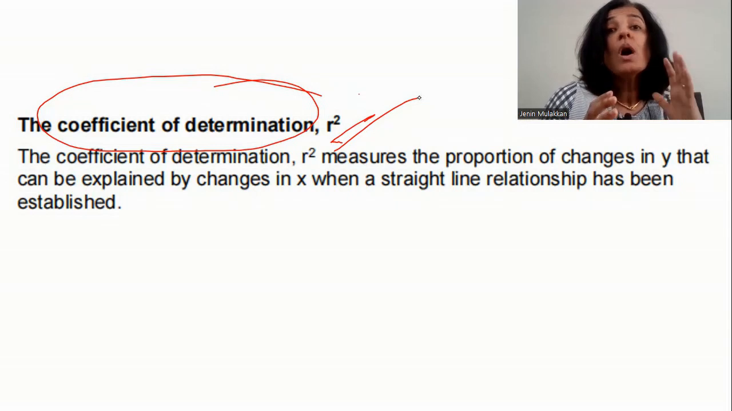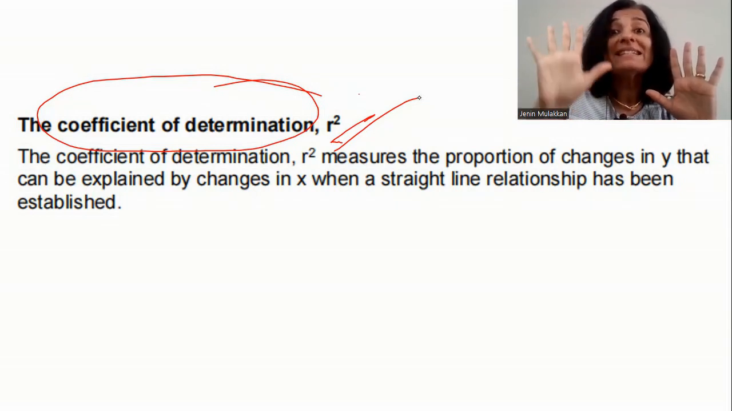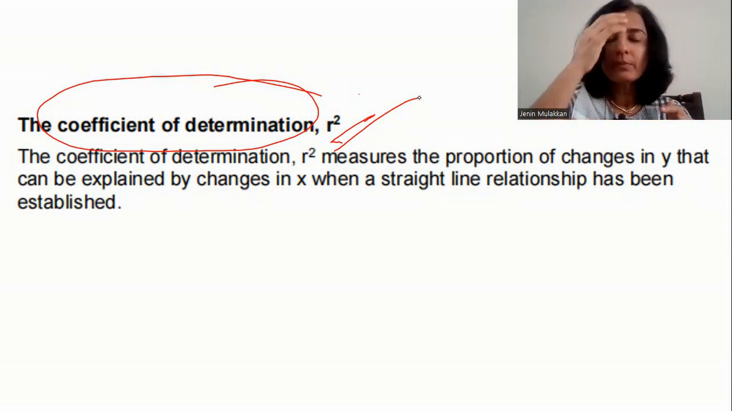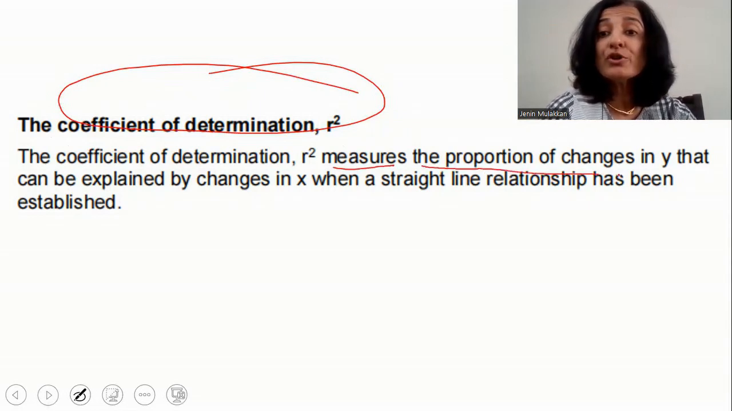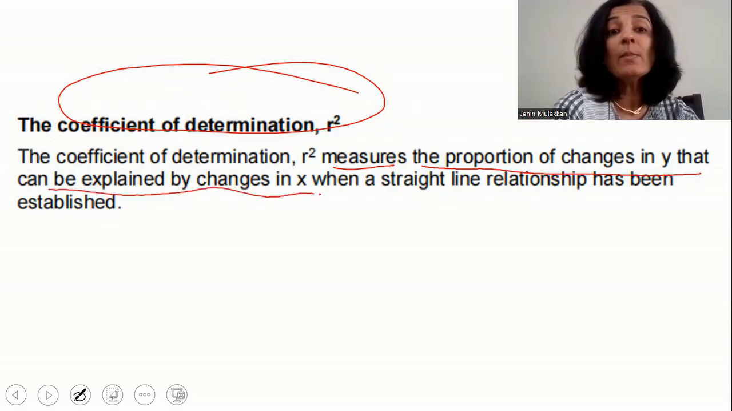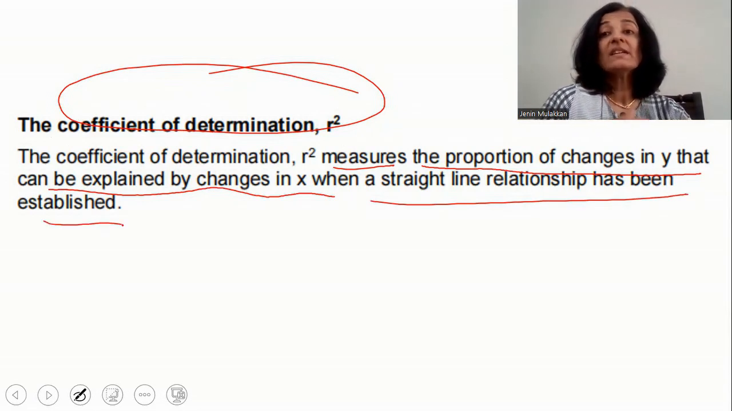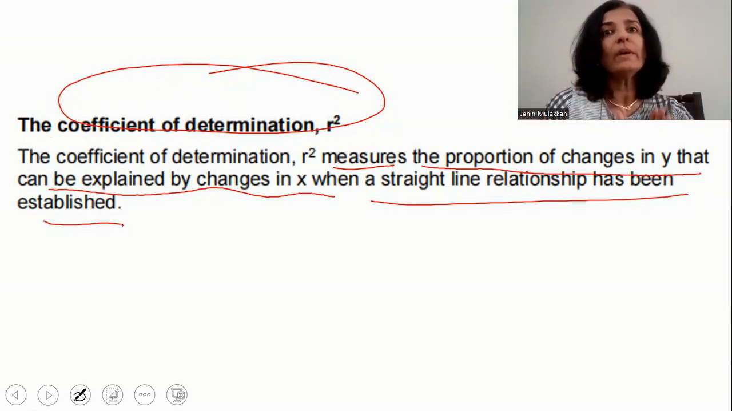We want to know how much of Y will change because of changes in X. This is what we want to know. For that, we have to find out the coefficient of determination. This measures the proportion of changes in Y that can be explained by changes in X when a straight line relationship has been established. So it simply means how much is Y changing because of changes in X. This is what we want to know.